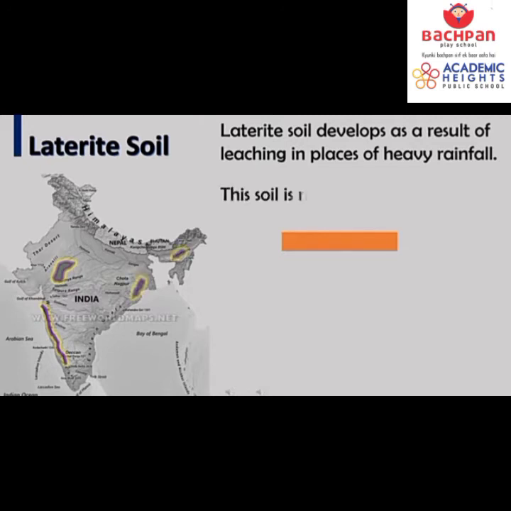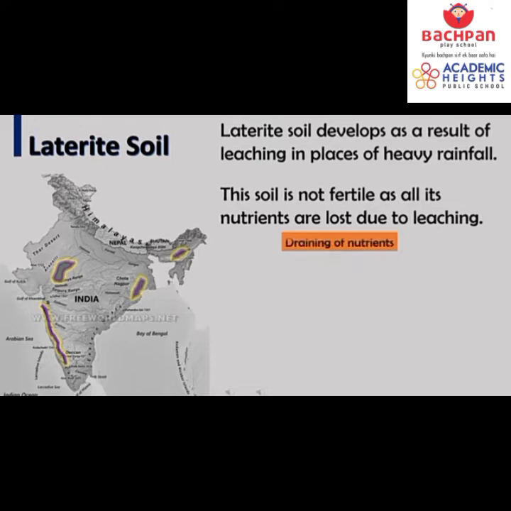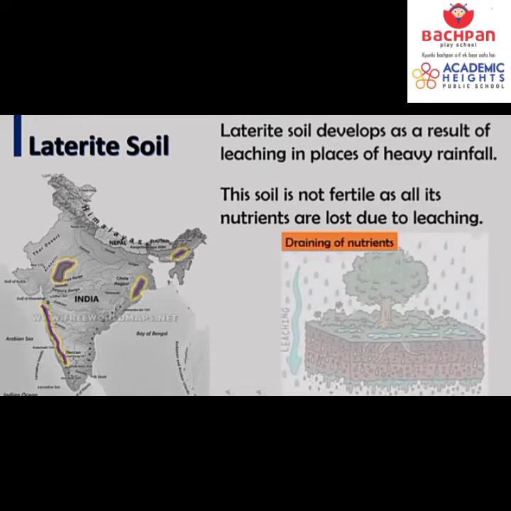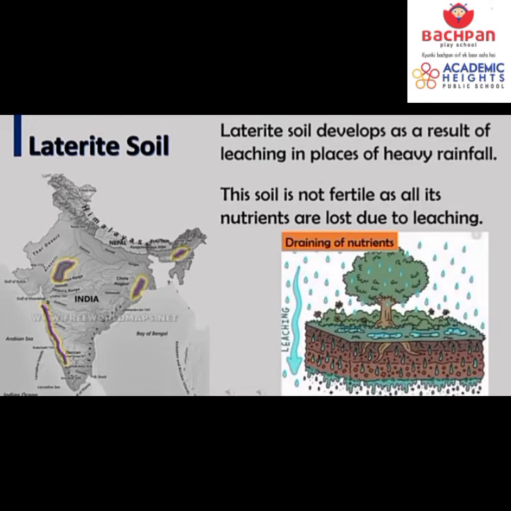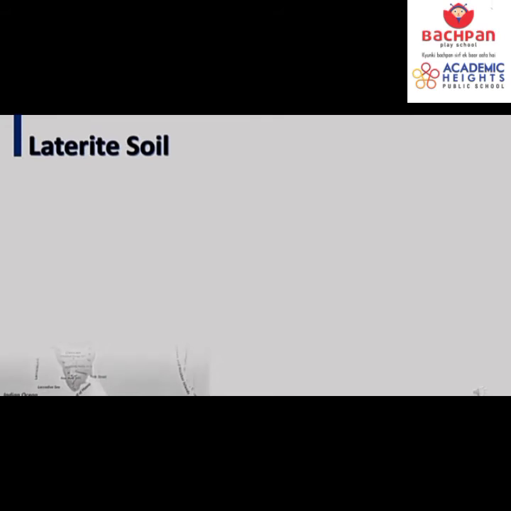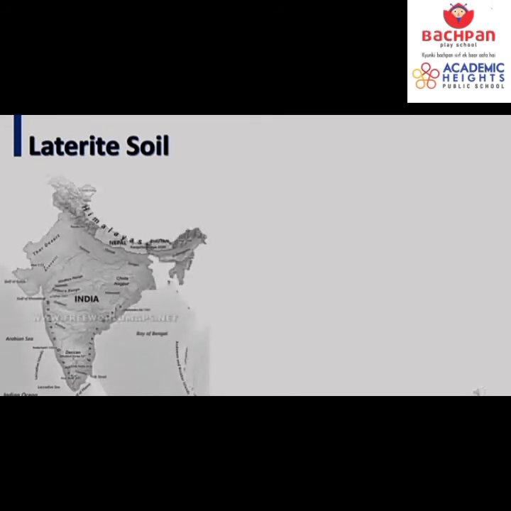When there is very heavy rainfall, children, and the water drains out, because of that laterite soil is formed. The soil is not fertile as all its nutrients are lost during the leaching. See, the draining of nutrients is there, so that's why this type of a soil is formed.